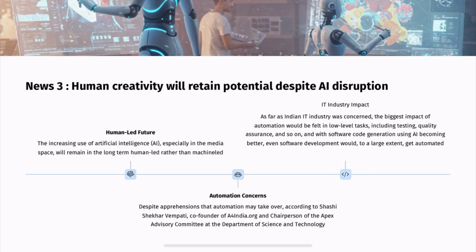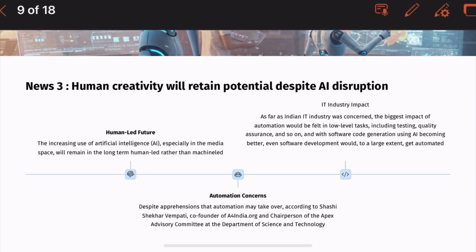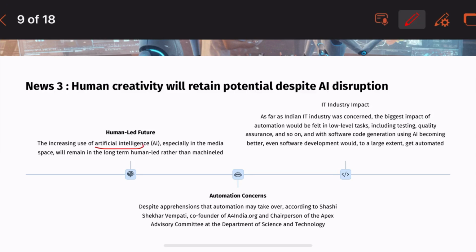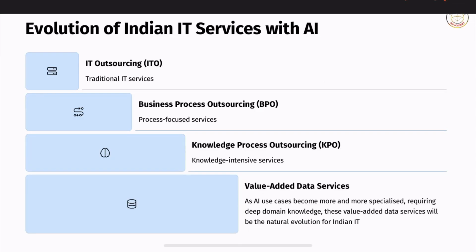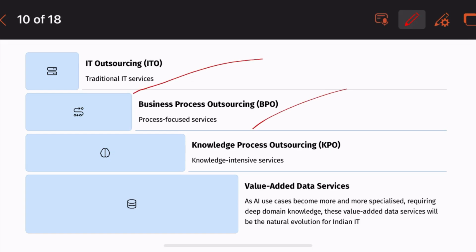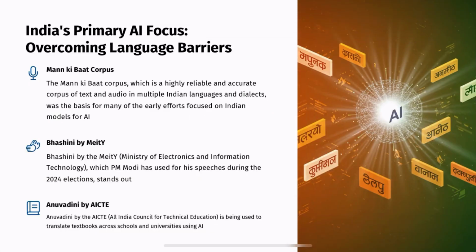Human creativity will retain potential despite AI disruption. The increasing use of AI, especially in the media space, will remain human-led rather than machine-led in the long term. As far as the Indian IT industry is concerned, the biggest impact of automation would be felt in low-level tasks, despite apprehensions that automation may take over, according to the a4india.org founder. There is IT outsourcing, BPO and KPO, value-added data services. These are the evolution: initially we only had ITO, followed by BPO, KPO, and then value-added services. India's primary AI focus is to overcome language barriers.